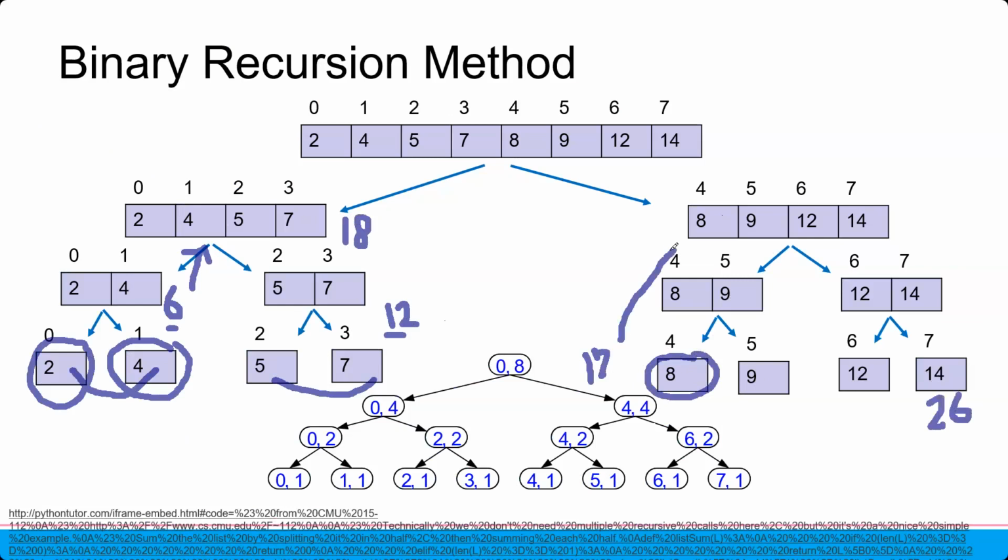Then it will go here. 17 plus 26. So it means it will be 43. And at the end, we will combine 18 plus 43. The result will be 61.